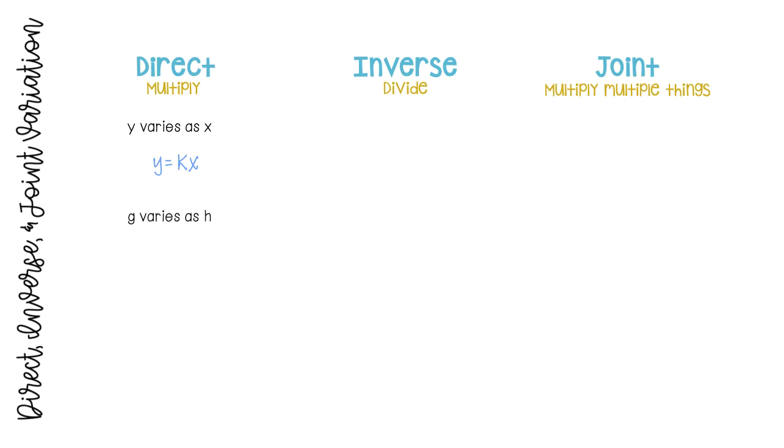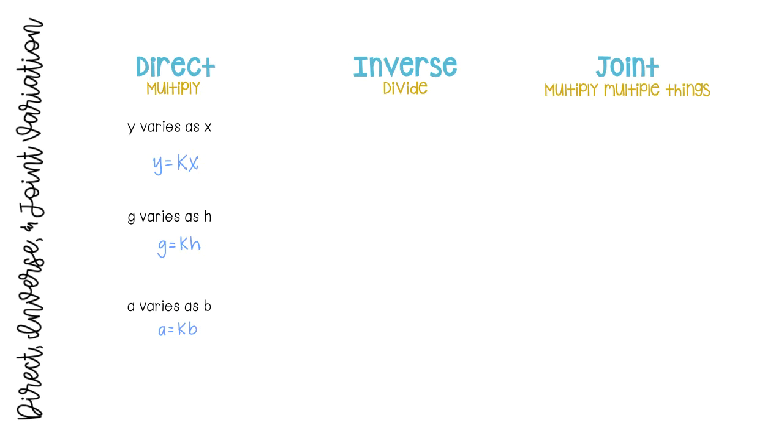So knowing that, if I say g varies directly as h, that means g equals k times h, again, because direct means to multiply. A varies directly as b, a equals k times b.